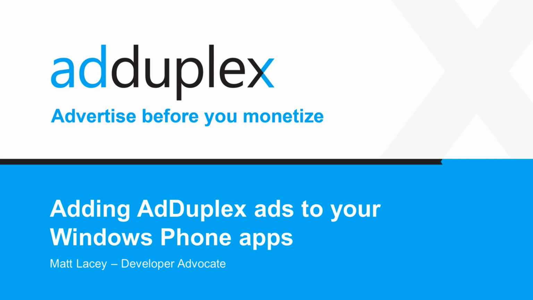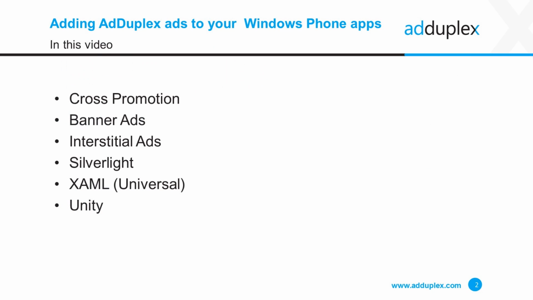Hi, I'm Matt Lacey for AdDuplex, and in this video we're going to look at adding ads to your Windows Phone app. We'll start by looking technically at what you need to do to get involved in cross-promotion, then we'll look at how to add banner and interstitial ads to your Silverlight, Universal XAML or Unity-based Windows Phone app or game.